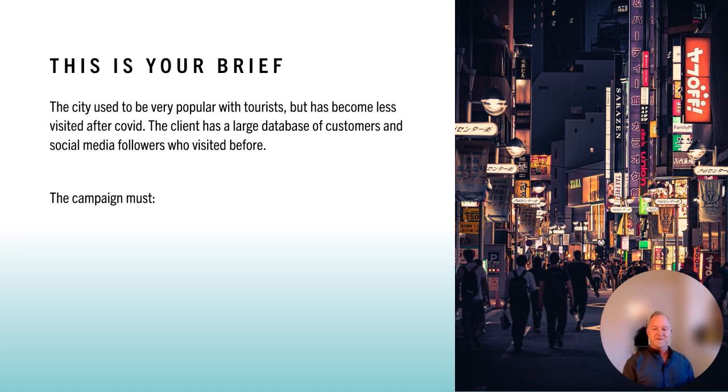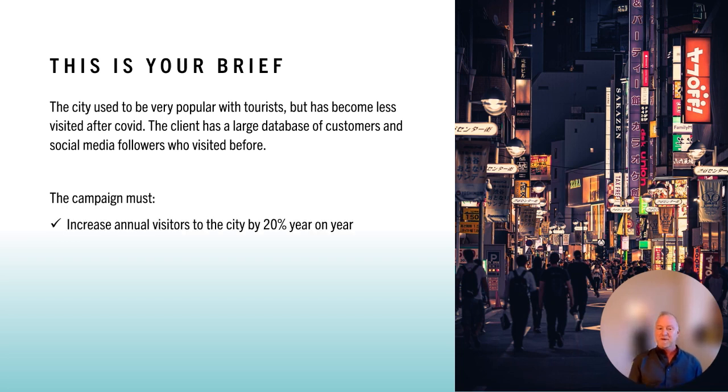Alright, this is your brief. So the city that we're talking about used to be very popular with tourists, but it's become less visited after COVID. And the client has a large database of customers and social media followers who visited before. So they've got this big bank of information. But they say the campaign must increase annual visitors to the city by 20% year on year. Remember, we measure things in this way. So we actually can say it's 20% from last year to this year. We've got to be able to measure our campaigns. That is the trick to marketing.